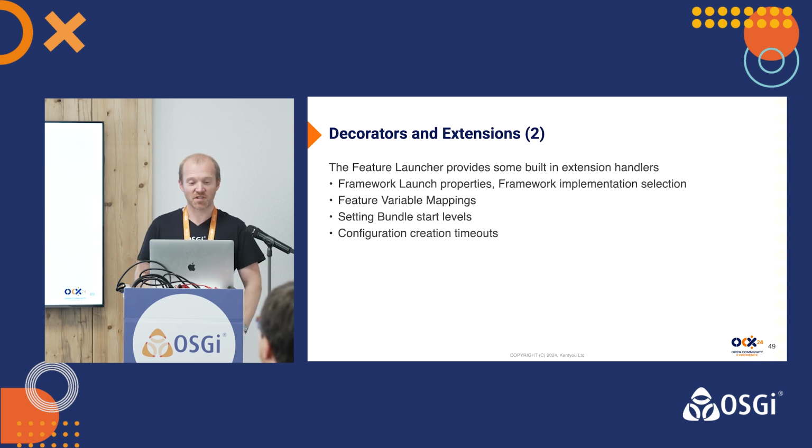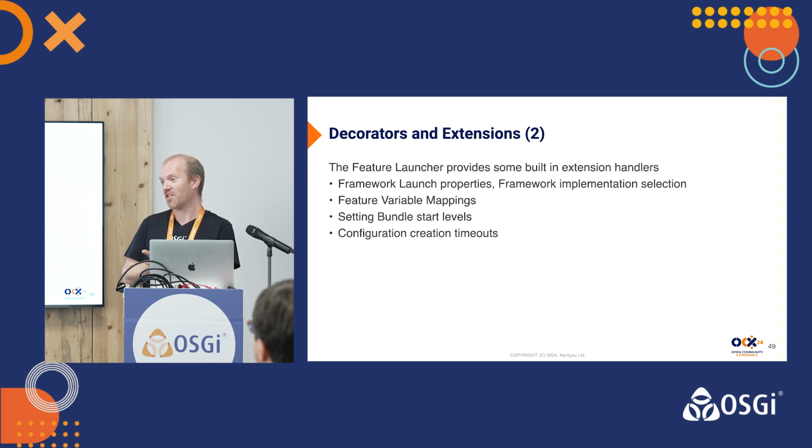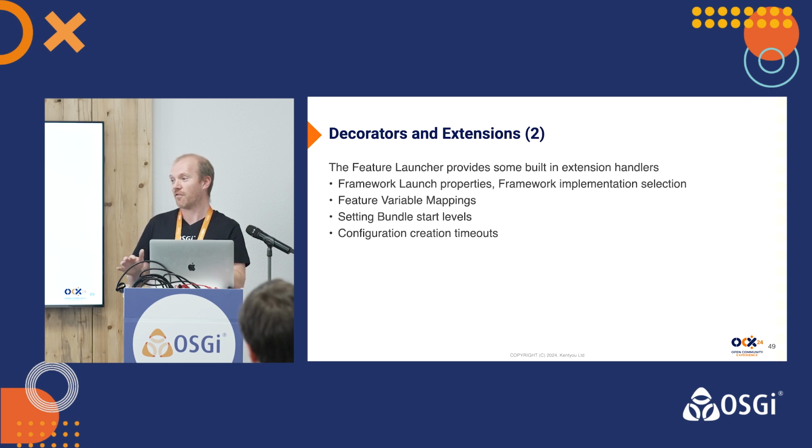There are some built-in extension handlers, which include framework launch properties, and framework implementation selection, where you'll actually have the ability to tell the feature launcher what framework it should be using, and the feature launcher will have to go and query its artifact repositories to find that framework implementation. And if you make that extension mandatory and none of them are available, it will blow up and say, I could not support any of the list of frameworks that you told me I should use, therefore I can't find them, I can't run. But otherwise you give it a nice ranked list of use this framework, or this framework, or this framework.